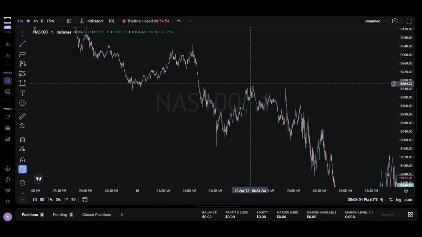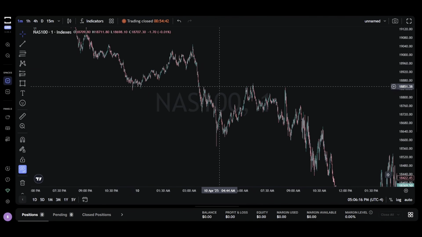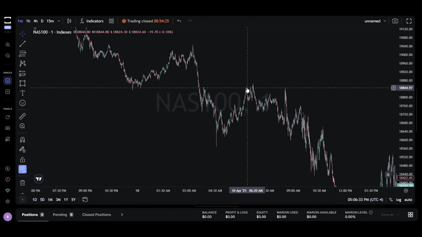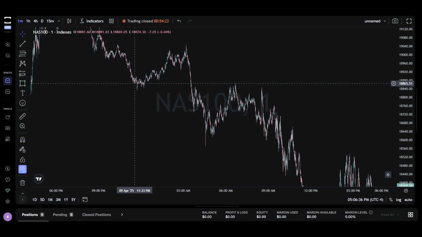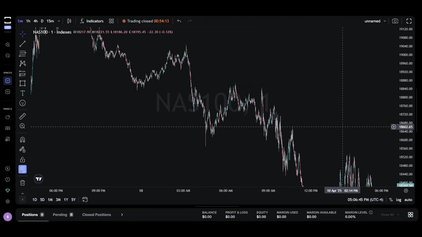But the real move happens when price breaks and comes back and retests. So as you can see, we have support here. The market came here and it moved down. So this is support now turning into resistance. It was previously supporting price where it sent it up, but now it's rejecting price and sending it down.